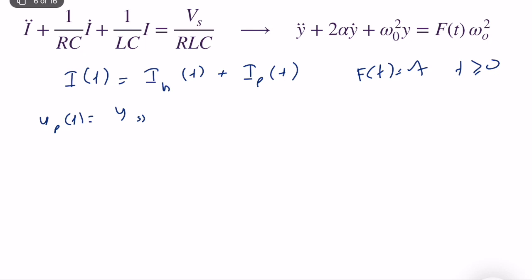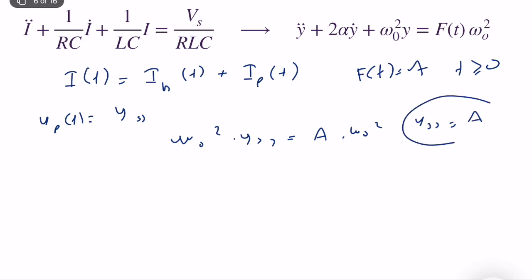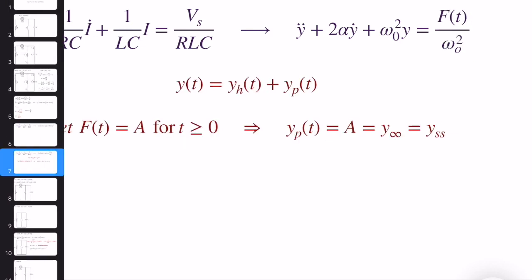If we plug it into the equation, we will see that omega naught squared times y steady state is equal to a times omega naught squared. So y steady state is simply equal to a. That's great. So we can write y of t as y homogeneous of t plus y steady state value, which is equal to a. That's great.